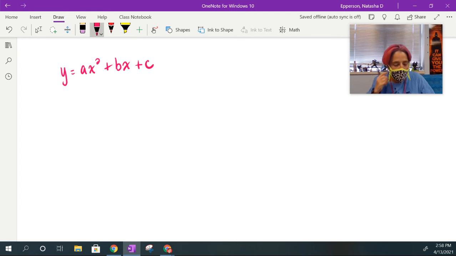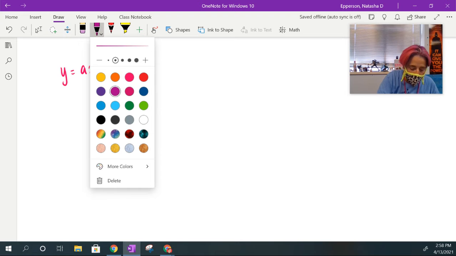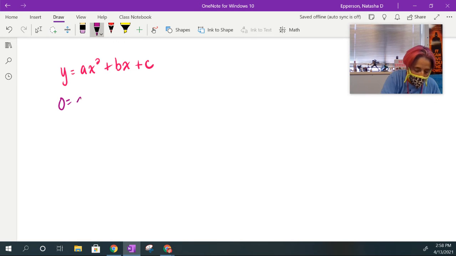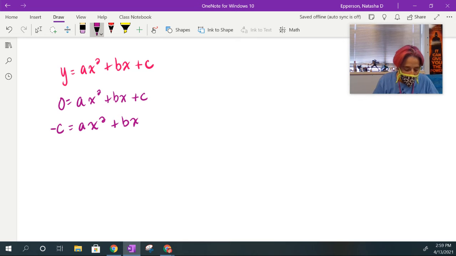All right, so when completing the square, I need to set this equal to 0. So this becomes 0 is equal to ax squared plus bx plus c. I then need to move my c over. So this is going to become negative c is equal to ax squared plus bx. All right, so completing the square says that I take the b value. First of all, I have to divide by a. So I'm going to divide every term by a.